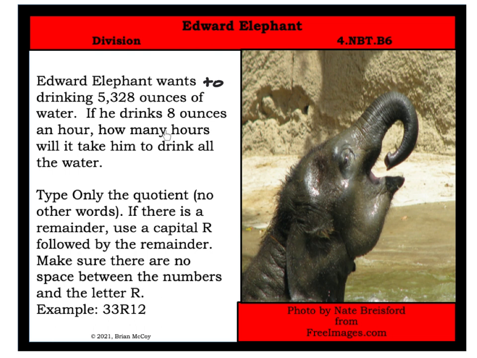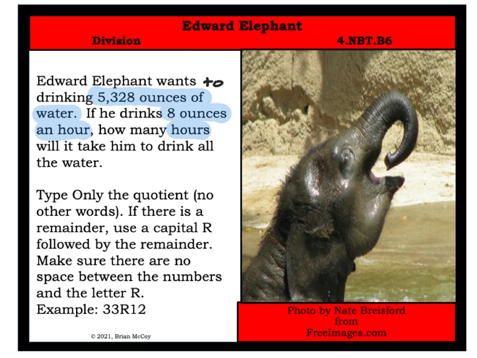But let's go ahead and start looking at what we're actually doing here. Edward Elephant is wanting to drink 5,328 ounces of water. Now, if he drinks 8 ounces per hour, how many hours will it take him to drink the whole thing, or this whole amount here? What that really means is we're taking 5,328 and we're going to divide it by 8.